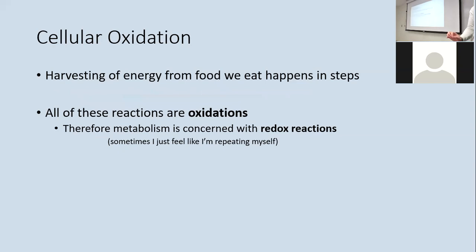And all of these reactions, all of this bond breaking, is done by oxidation. They're all oxidation reactions, right? When oxidation happens in one spot, reduction happens somewhere else. So metabolism is basically universally concerned with redox reactions, right? So when we go through respiration, it's just going to be a long series of redox reactions as we break molecules apart.